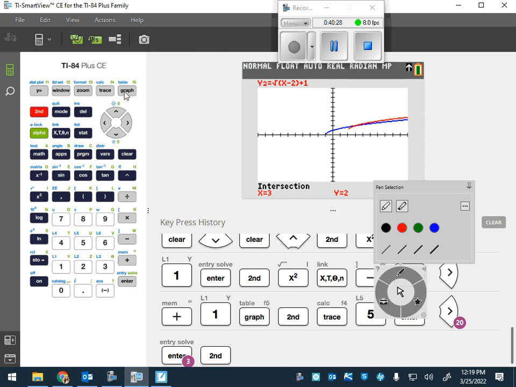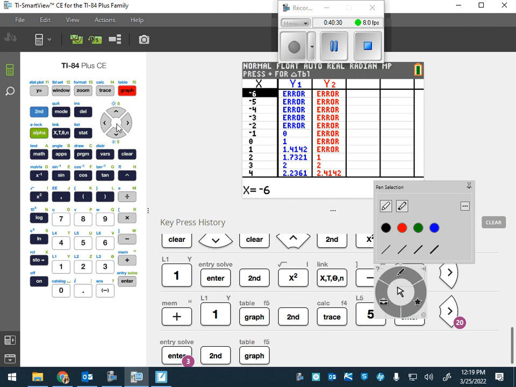If I go into second graph to see the table and scroll up and down, you notice that x equals 3 has the same y value. Therefore, that's your intersection point. Okay? So we're going to try a few.